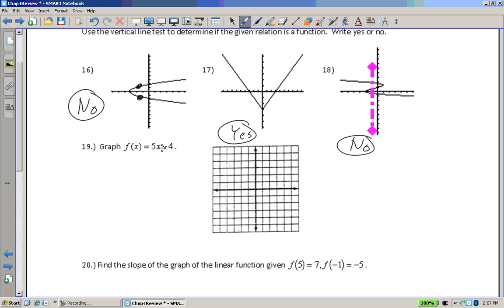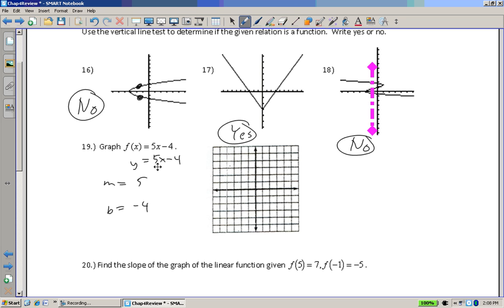Look at number 19. F of x. What do you mean f of x? Well, f of x is function notation. Now, if you'd like to, you can think of this as y, but you really don't want to write it that way because this is a particular notation. You need to stay with the original notation. F of x equals 5x minus 4. You could just think of it like it's a y. Now, this is y equals mx plus b form. M is 5. B is -4.